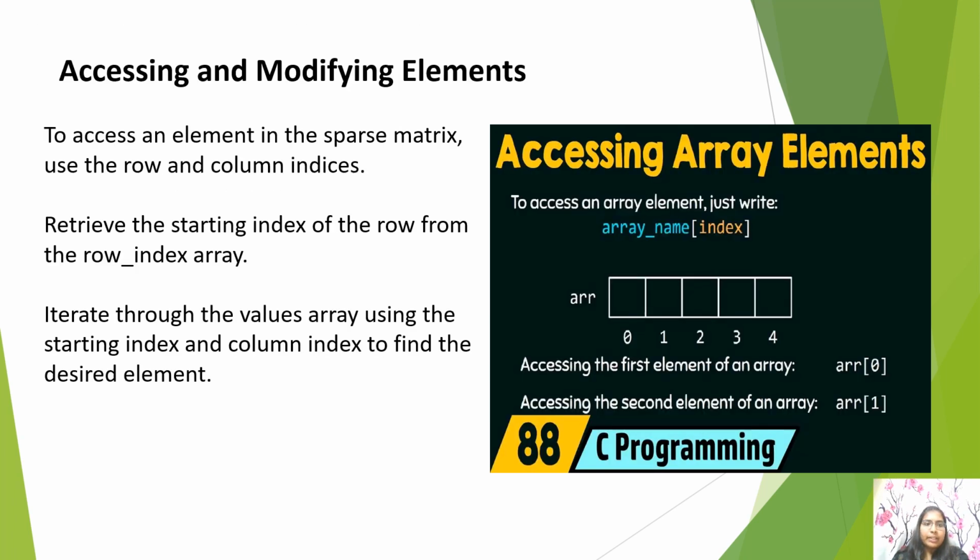Accessing and modifying elements. To access an element in the sparse matrix, use the row and column indices. Retrieve the starting index of the row from the row index array. Iterate through the values array using the starting index and column index to find the desired element.